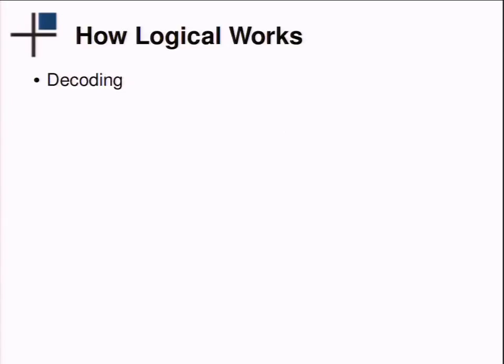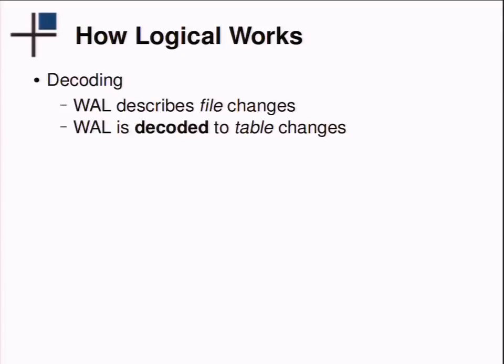So how does it actually work under the hood? We talk about decoding because the way it works is that these logical changes are not produced separately from the binary ones. There is some sort of great reverse engineering going on. So we have already the file changes in WAL. That's available since a long time. And those changes are decoded to table changes. So Postgres is able to see that these changes to this file actually mean having removed those rows from those tables.